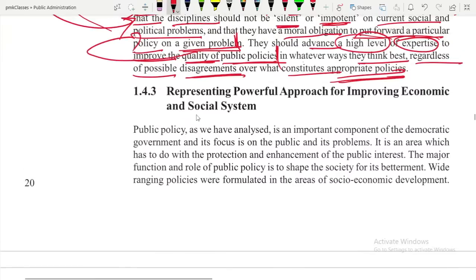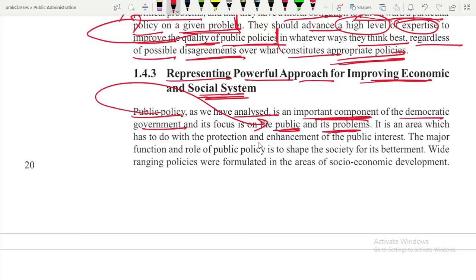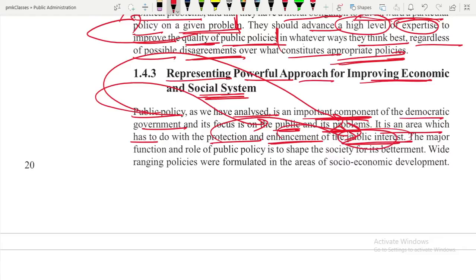Now the third one is representing a powerful approach for improving economic and social systems. So let's start. Public policy, as we have analyzed, is an important component of democratic government, and it is focused on the public and its problems. Public policy is a very important domain of government, which mainly focuses on the public and their problems. It is the area which has to do with the protection and enhancement of the public interest.